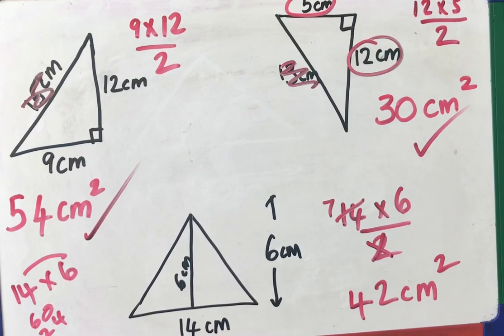Well, there you are then. That's how to find the area of a triangle. I hope you got them right. Have another run through the video if you didn't, but remember, if you see a triangle, halve it. And I hope that helped.